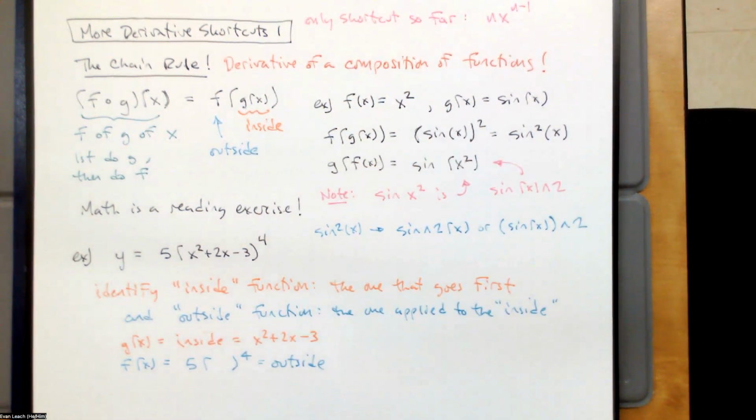It's a reading exercise. We look at 5 times a bunch of stuff to the 4th, and I think, what would we do first? We would first do the x squared plus 2x minus 3. Then we would do 5 times that thing to the 4th. Just reading the order of operations. The improved version of order of operations, where we're reading things, not just spouting PEMDAS, because PEMDAS is trash.